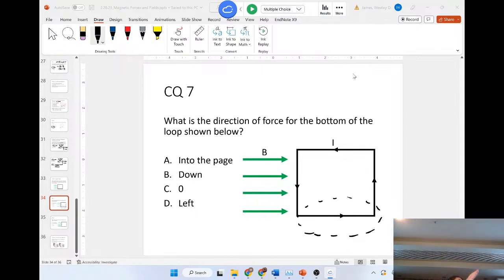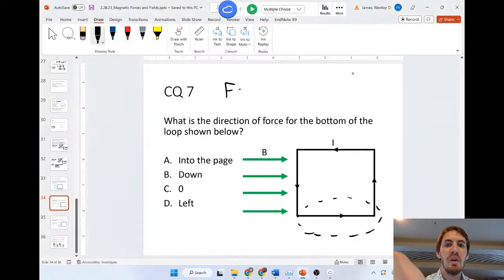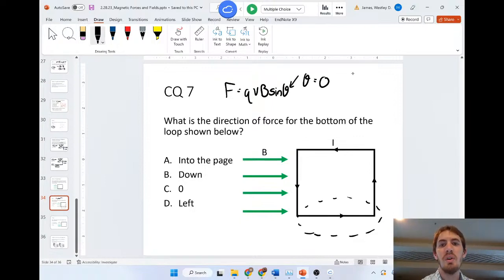right, so your gut reaction will be pull out your right hand. But the problem is, remember I told you one of the tricks, point your finger in the direction of current, and then put your palm in the direction of the magnetic field. Well, you can't do both. And so then you're like, what do I do? Well, we go to our equation, and we realize that the angle between these is 0, and sine of 0 is 0.